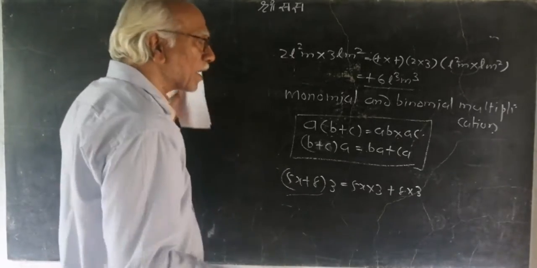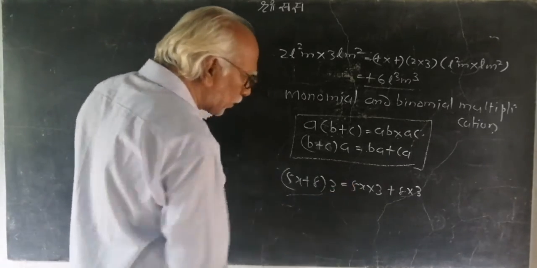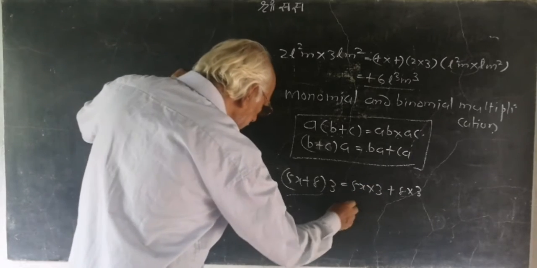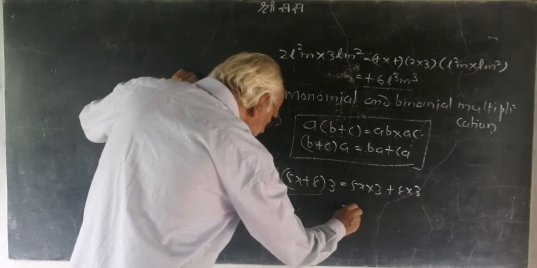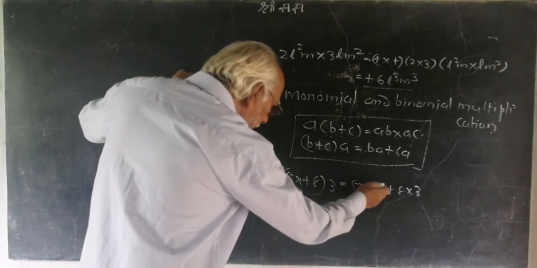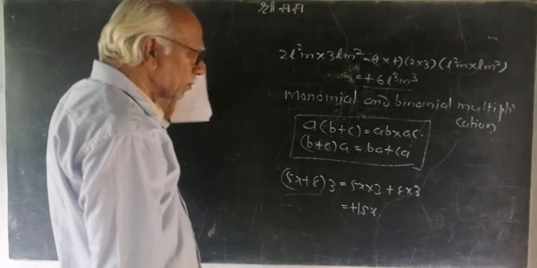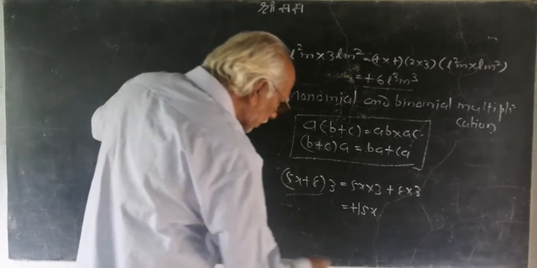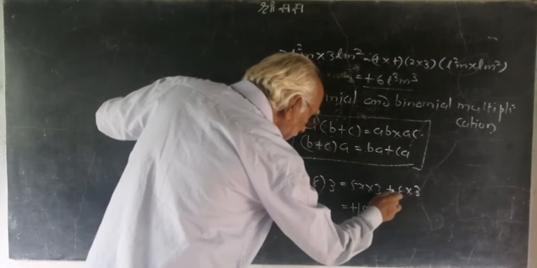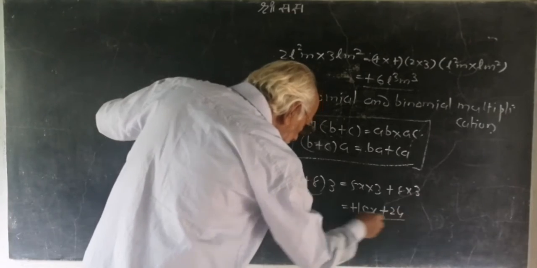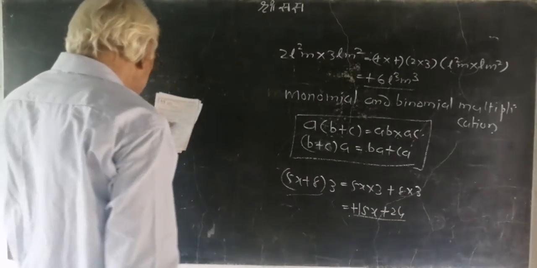Now we will not be writing in detail. We think and write. What is the sign of 5, plus, and what is the sign of 3? Plus into plus is plus. Number into number, 5 into 3 is 15, and here it is only one variable, that is x. Then we move here directly. 8 3s are 24.